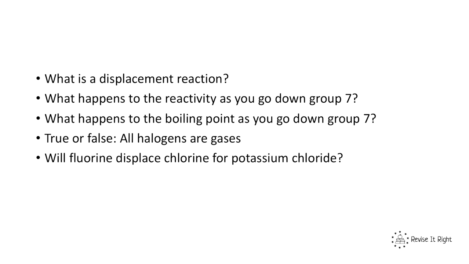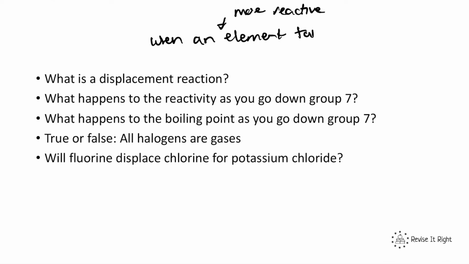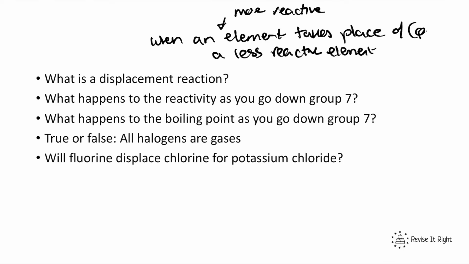So question 1, what is a displacement reaction? Well, a displacement reaction is when a more reactive element takes the place of a less reactive element. And when we talk about take the place of, we're talking about displace. So when a more reactive element takes the place or displaces a less reactive element. Number 2, what happens to the reactivity as you go down the group? It decreases. They get less reactive as you go down the group.